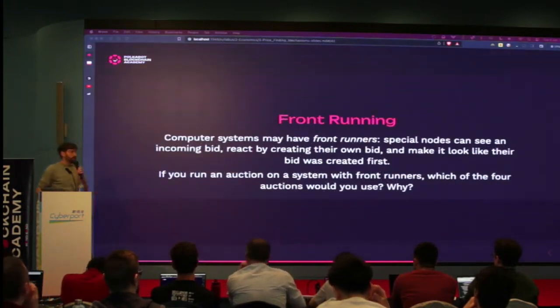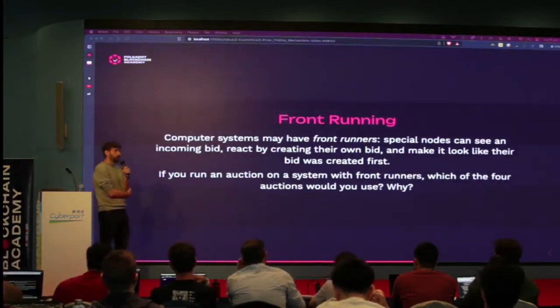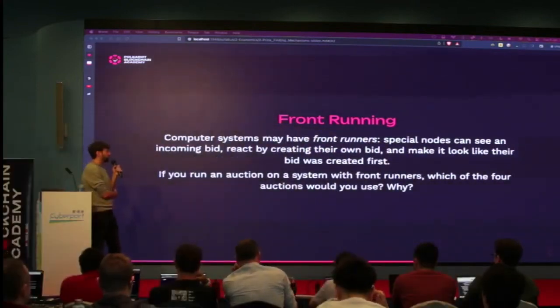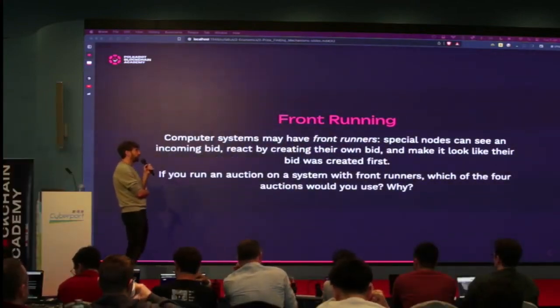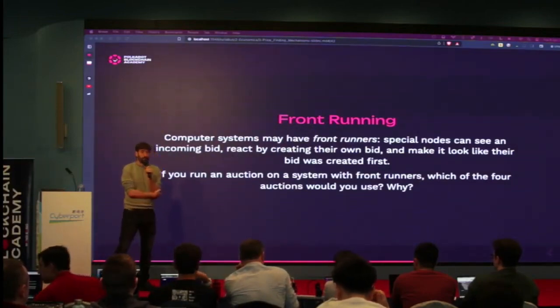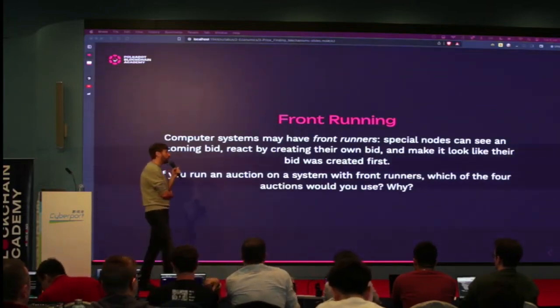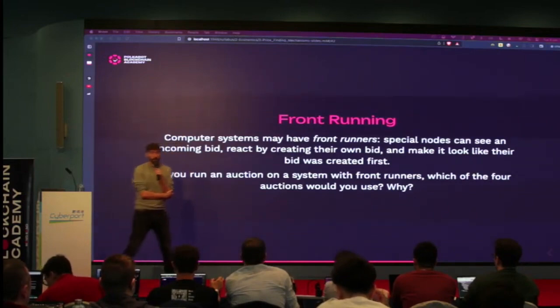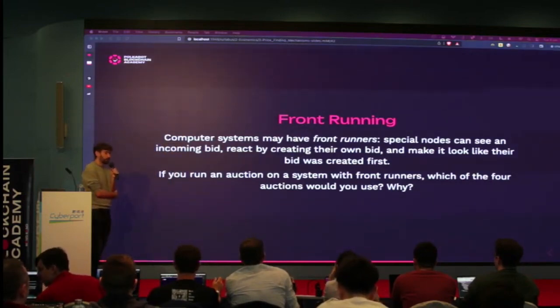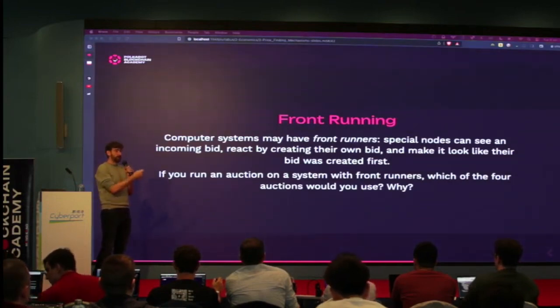So we briefly touched upon this before. Front running, a big problem, especially in blockchain auctions, where computer systems may have front runners. Those are special nodes that can see an incoming bid, and then they can react with their own bid based on that bid, but make it look like their own bid was created first. And I think I gave a nice example before where you can see this 20 and 5, and you pretend that you participated also in this and put in a bid of 19.